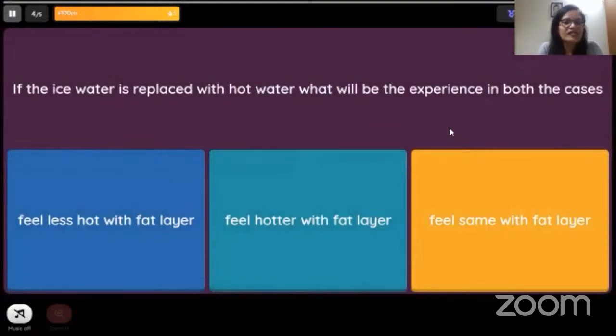If the ice water is replaced with hot water, what will be the experience in both cases? Feel less hot in the fat layer? No. Remember when I told you polar bears go to areas which have a lot of heat, they feel hotter. So the answer is they feel hotter with the fat layer.